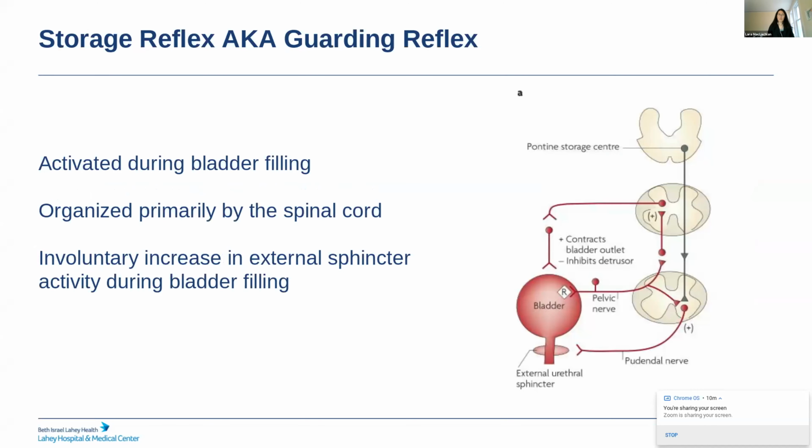So let's talk about storage, and when I said these on-off circuits, those are predominantly these reflex arcs. And so there's a storage reflex, otherwise known as a guarding reflex arc, that's used during storage. It's really activated during bladder filling, and then it's organized primarily by the spinal cord. So this is not voluntary. And then there's an involuntary increase in external sphincter activity during bladder filling to help close the outlet.